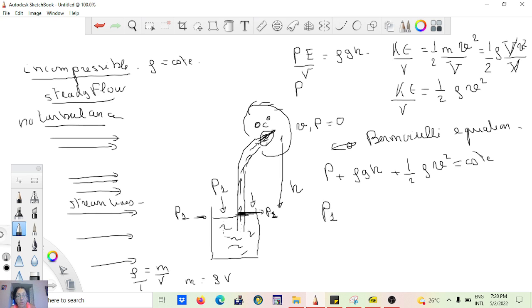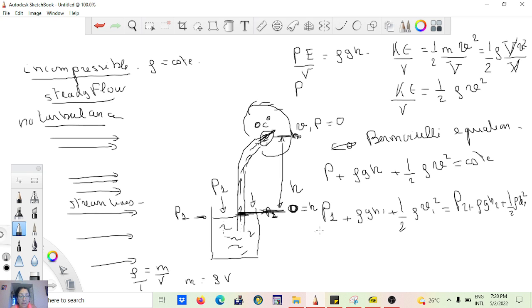P1. So I'm at that level here, I'm going to call that level 0. So h equals 0 here. And here that will be the level H. Okay, so P1 plus rho g h1 plus the kinetic energy, so 1/2 rho v1 squared, equals P2 plus rho g h2 plus 1/2 rho v2 squared.